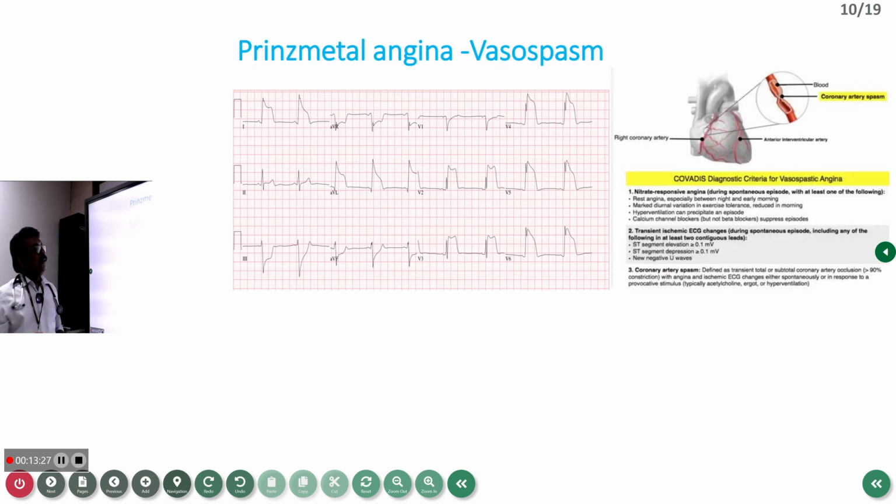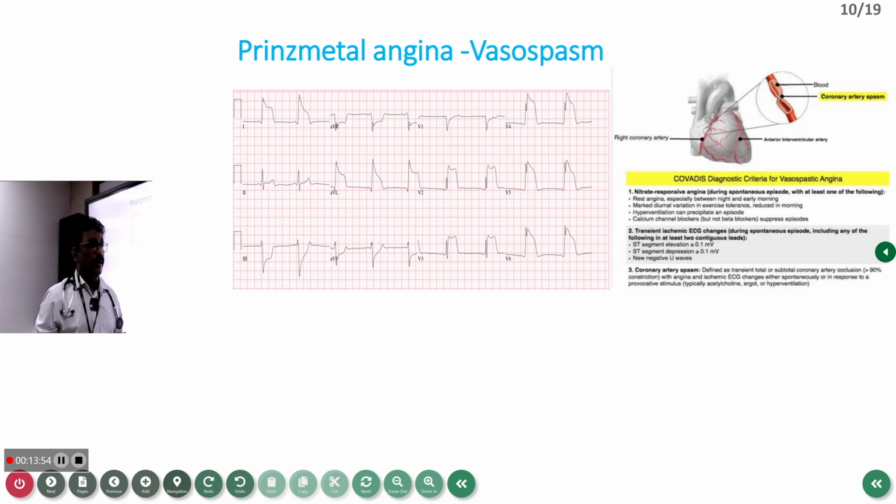Now, another important problem is Prinzmetal angina. What we have discussed in the previous slides is acute coronary syndrome, acute ST elevation myocardial infarction. Myocardial infarction means the coronary artery is completely blocked, and after the blockage the heart is not getting any blood supply, and that part is going to suffer ischemia and going to die. So that infarction is going to occur.